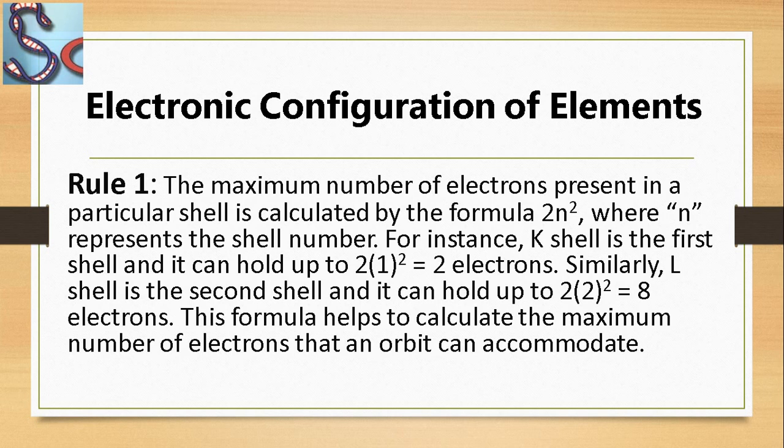Similarly, for the second shell, it will give you 2 into 2 square, 2 into 4, equals 8 electrons. And for the third shell, 3 square is 9, 2 nines are 18 electrons. This formula helps to calculate the maximum number of electrons that an orbit can accommodate. And with this formula 2n square, you can calculate the maximum number of electrons in all the shells.